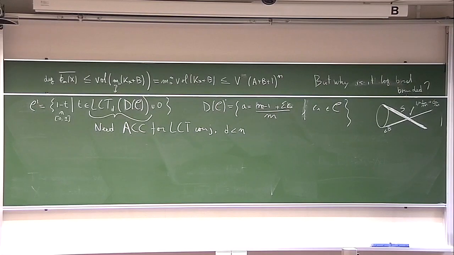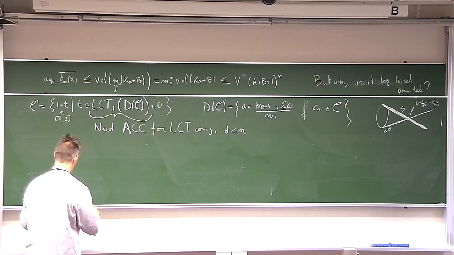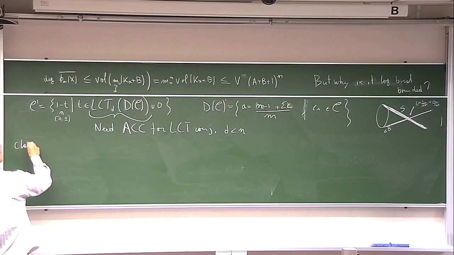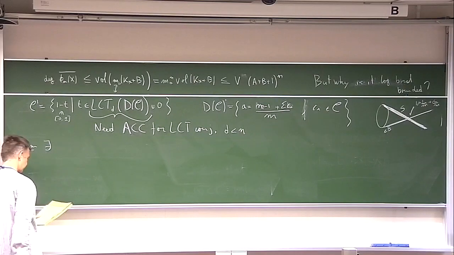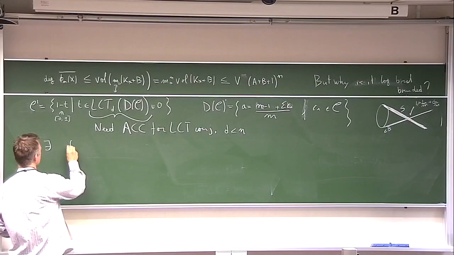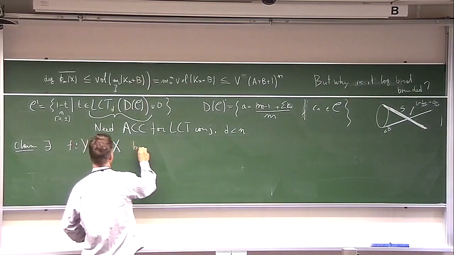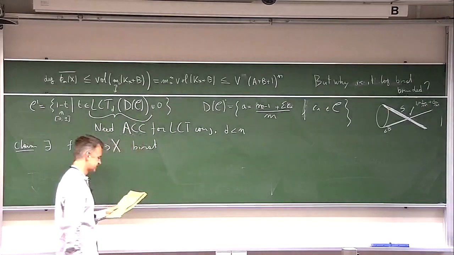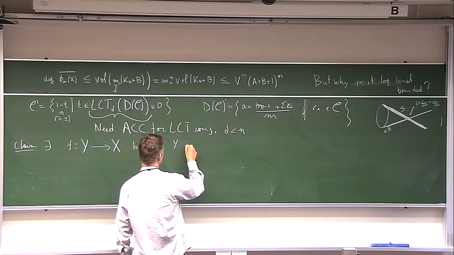Okay, so let's try and define theta. So I claim that there exists a map of the following form. So we have a map, let's say, from Y to X. This is a birational map, a projective birational morphism. Maybe for good luck, Y is Q-factorial.